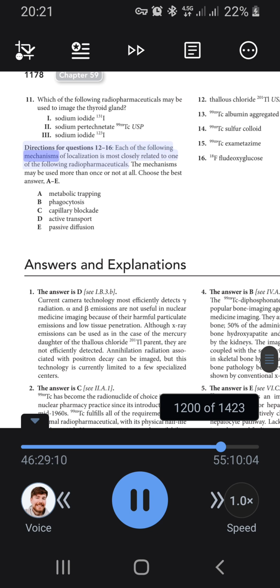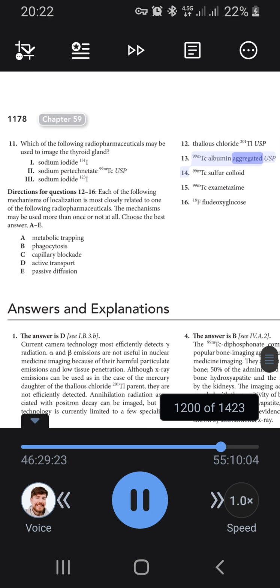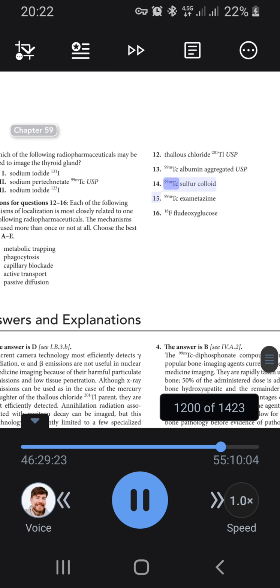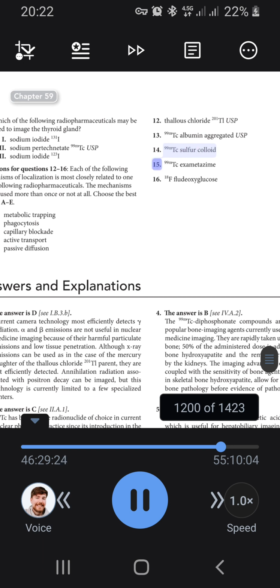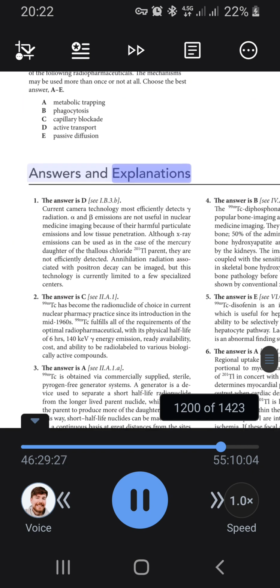Each of the following mechanisms of localization is most closely related to one of the following radiopharmaceuticals. The mechanisms may be used more than once or not at all. Choose the best answer. A. Metabolic trapping. B. Phagocytosis. C. Capillary blockade. D. Active transport. E. Passive diffusion. 12. Thallous chloride 201Tl, USP. 13. 99mTc albumin aggregated, USP. 14. 99mTc sulfur colloid. 15. 99mTc exametazime. 16. 18F fludeoxyglucose. Answers and explanations.